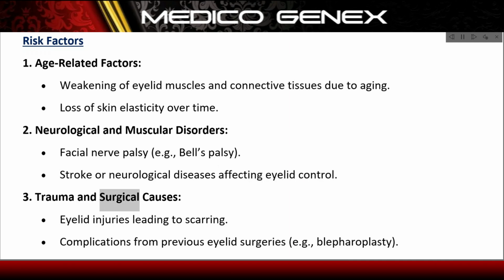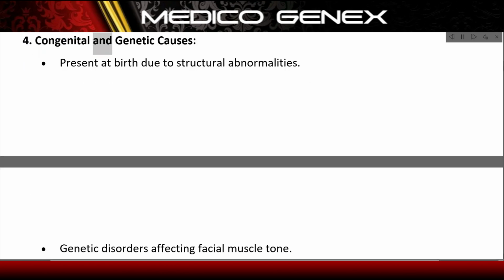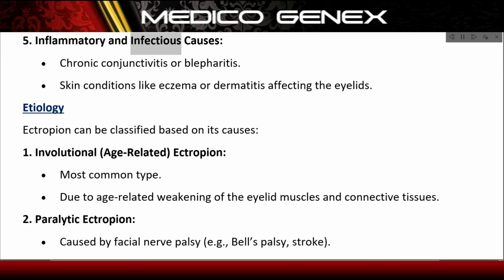3. Trauma and surgical causes. Eyelid injuries leading to scarring. Complications from previous eyelid surgeries, example blepharoplasty. 4. Congenital and genetic causes. Present at birth due to structural abnormalities. Genetic disorders affecting facial muscle tone. 5. Inflammatory and infectious causes. Chronic conjunctivitis or blepharitis. Skin conditions like eczema or dermatitis affecting the eyelids.